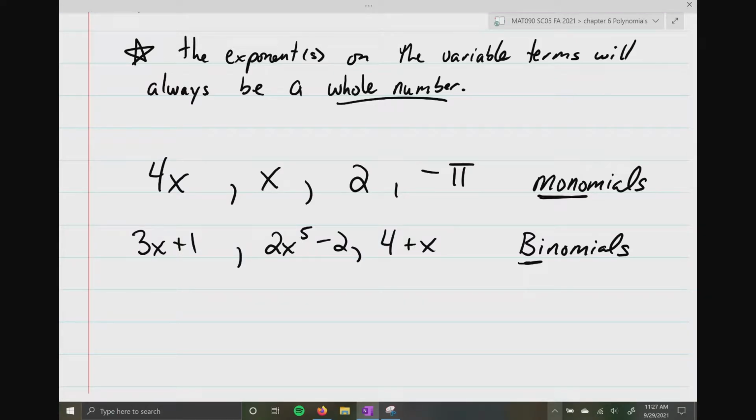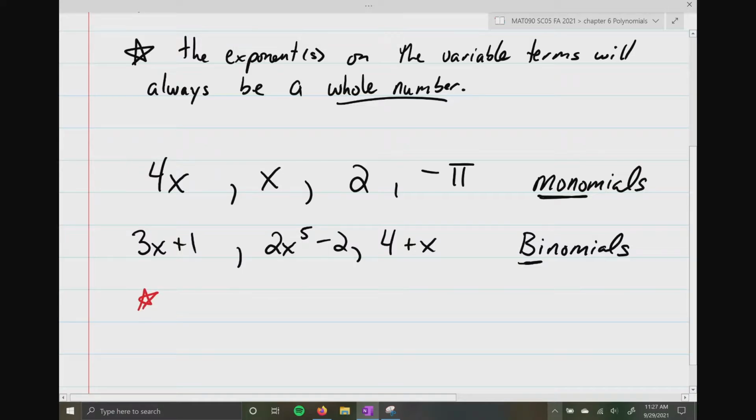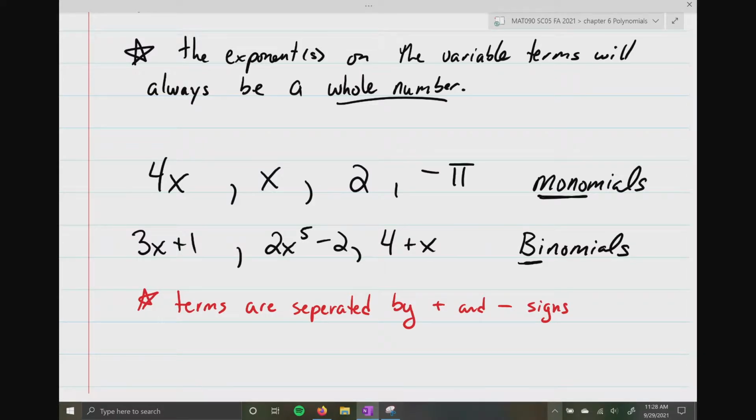Now, in red, I'm going to draw another star because I want us to be aware of this. Terms, regardless if they're variable or constant, doesn't matter. Terms are separated by plus and minus signs. So that's how I looked at those examples and said, oh, 2 terms. The first term is 3x. The second term is a 1. Okay?